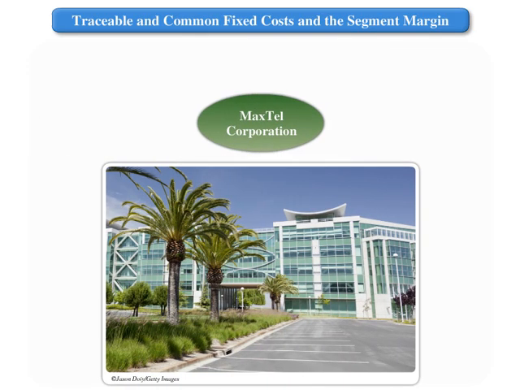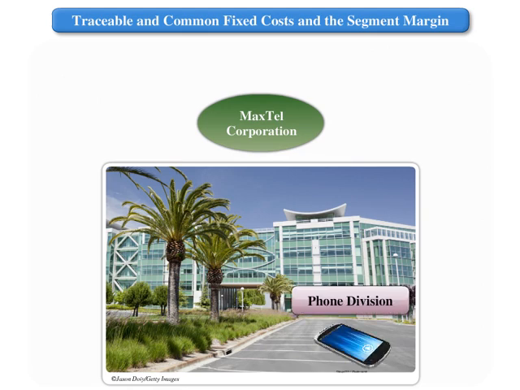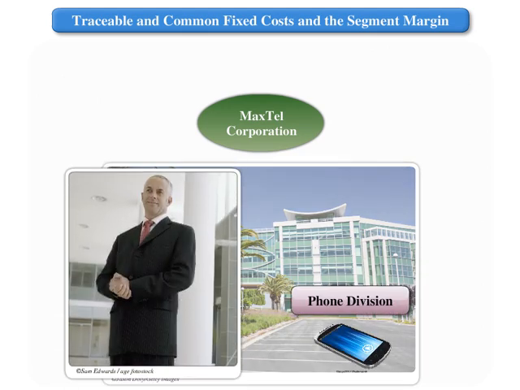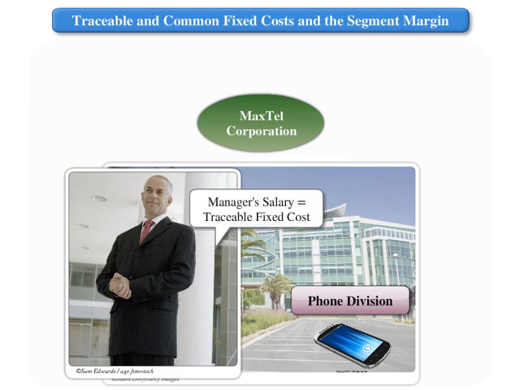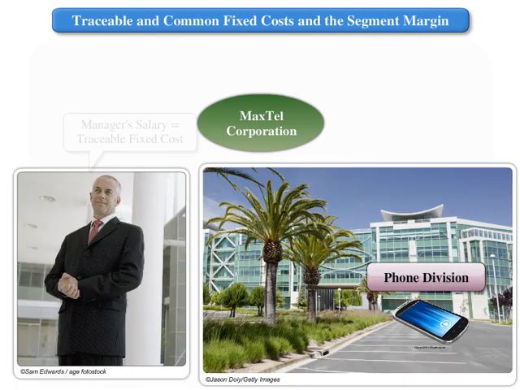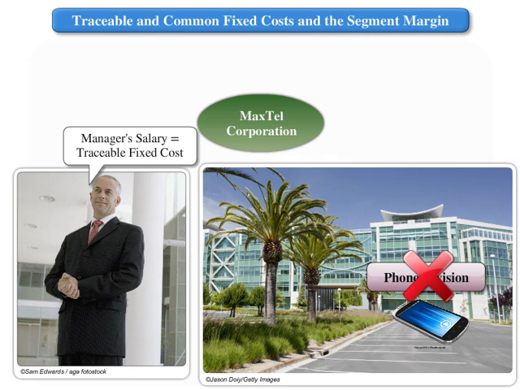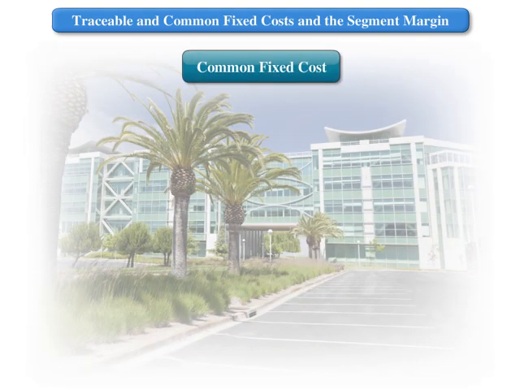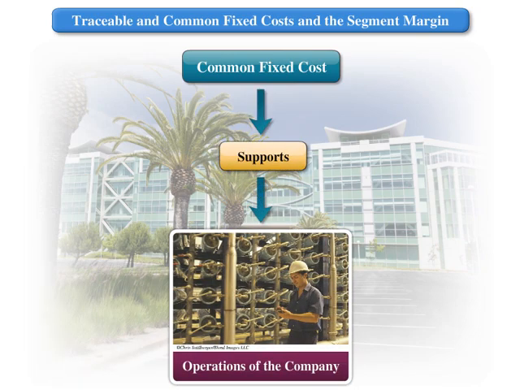For example, Maxtel Corporation has various divisions, and the phone division is one of them. The salary of the phone division's manager is a traceable fixed cost. Now, if the phone division does not exist, then there would be no phone division manager, and consequently, no manager's salary.